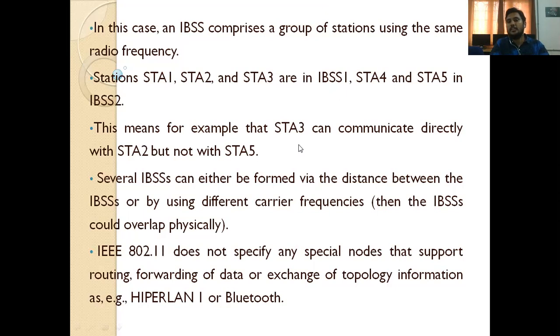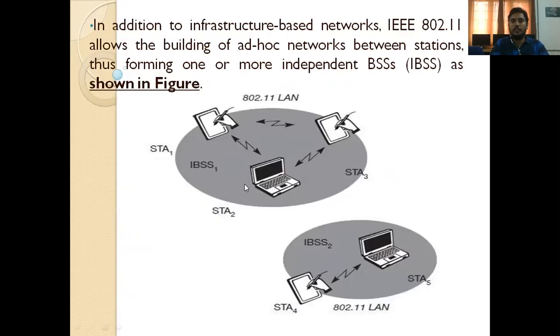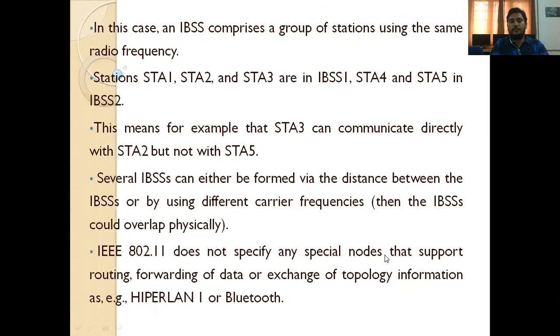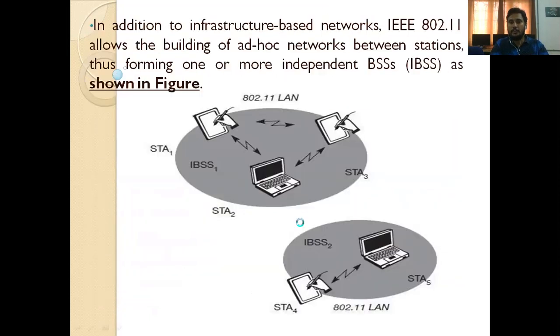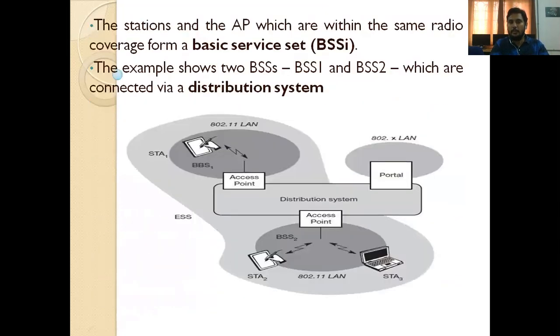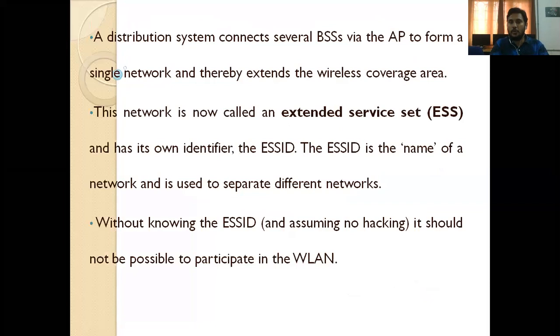This means station 3 can communicate directly with station 2, but not with station 5. Station 3 communicates directly with station 2 because these three are connected to one access point and one base station range, but it doesn't connect with station 5, because several IBSSs can either be formed via the distance between the IBSSs or by using different carrier frequencies. These are the two architectural representations of IEEE 802.11.